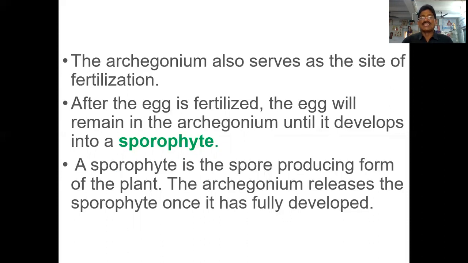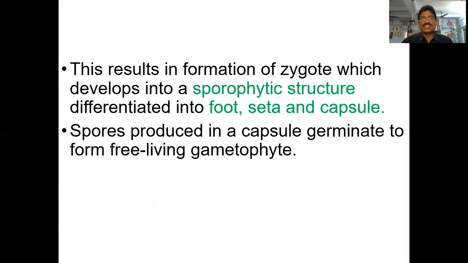After the egg is fertilized, the egg will remain in the archegonium until it develops into a sporophyte. A sporophyte is the spore-producing form of the plant. The archegonium releases the sporophyte once it has fully developed. The zygote develops into a sporophytic structure. It differentiates, and you can identify the foot, seta, and capsule. The spores produced in the capsule germinate to form a new gametophyte.